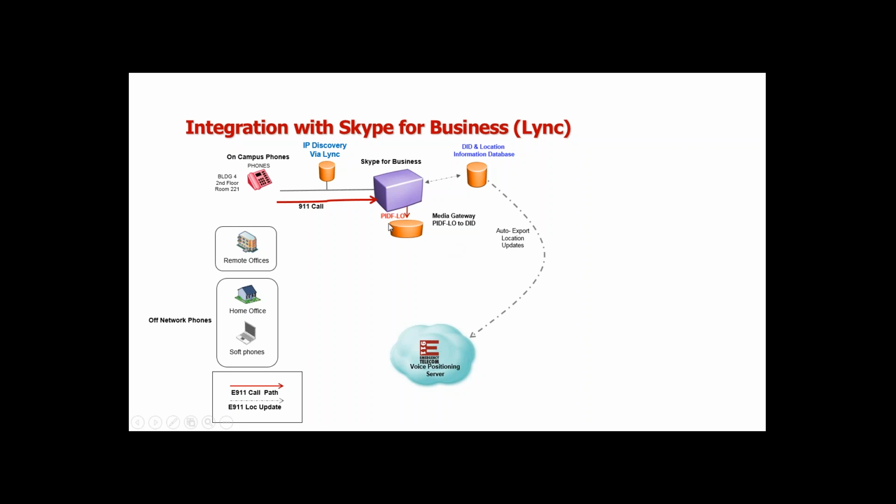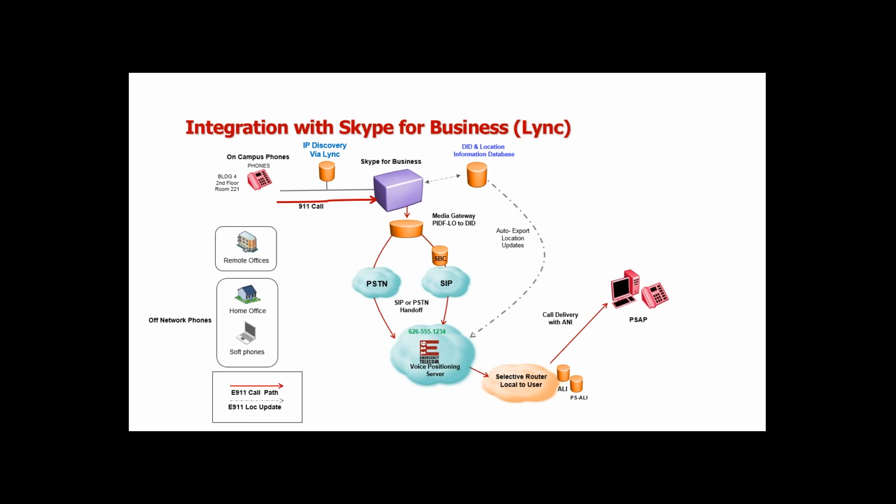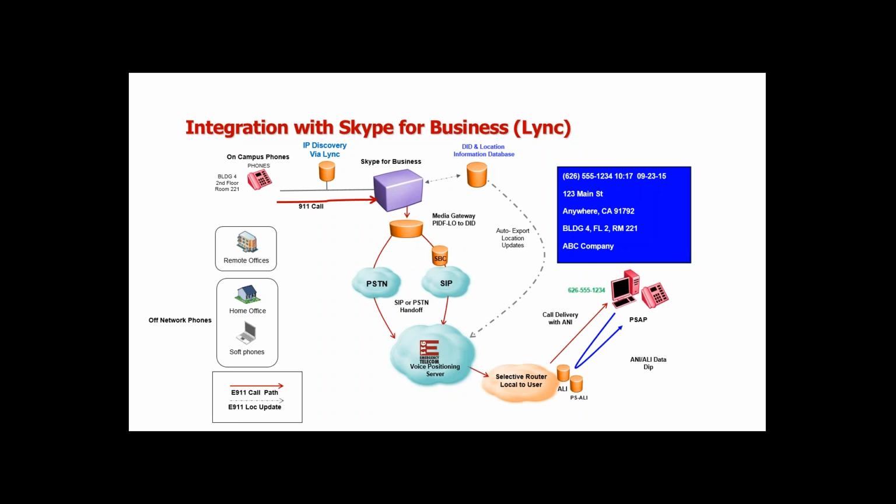So once we've converted that PIDF-LO back to the ELIN, that 555-1234 number, that is now delivered to us via SIP, or it can be over a PRI. And we'll take that call. Since we provision that 555-1234 number in our database, we know which PSAP we then have to route it to. It'll actually first go to a selective router, which then will go to the PSAP. And the PSAP will just get that ELIN. They'll dip into the ALI database, and up will come whatever location information we provisioned, which is 1234 Main Street, building floor 2, room 221.